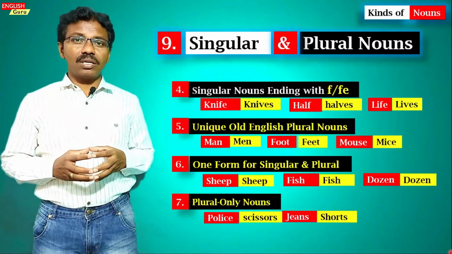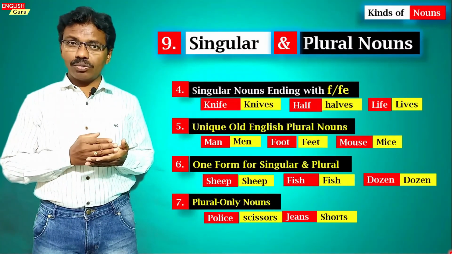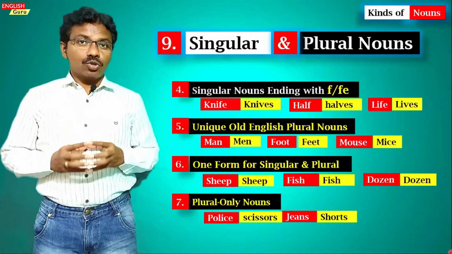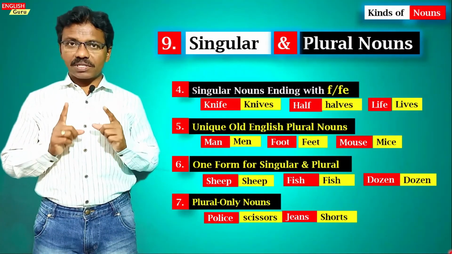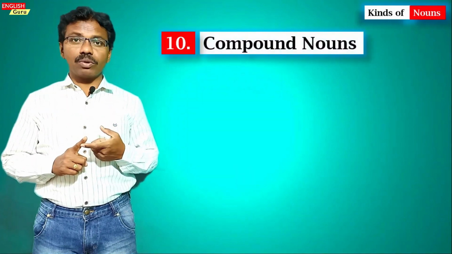So these are all the ways in which we change a singular noun into a plural noun. So we understood singular noun represents only one noun, whereas plural noun represents more than one noun.